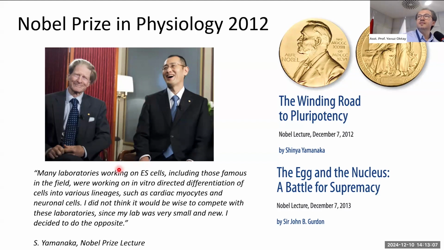So one of these is that many laboratories working on ES cells, including those famous in the field, were working on in vitro directed differentiation of cells into various lineages, such as cardiac myocytes and neuronal cells. I do not think it would be wise to compete with these laboratories, since my lab was very small and new. I decided to do the opposite. So I think the take-home message here is: be bold. Don't always stick with the mainstream. Especially if you do not have the resources of the big guns in the field, it might be wiser to try new things.